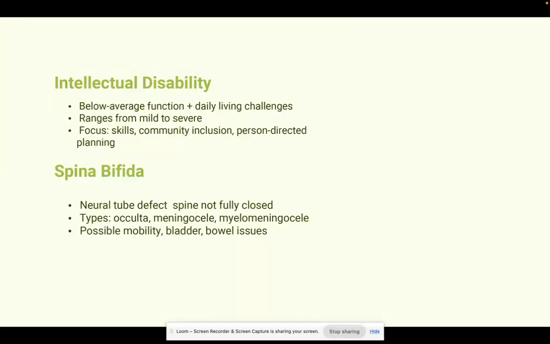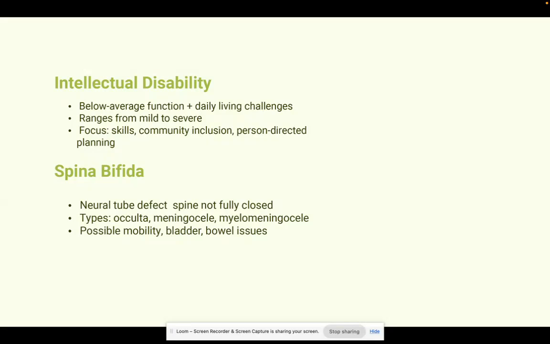So as the PSW or as a healthcare worker, our focus is managing or assisting them in their daily skills, trying to include them in the community, like feeling inclusive, of course, and then person-directed planning, specifically for them, right? So they should know how to communicate.